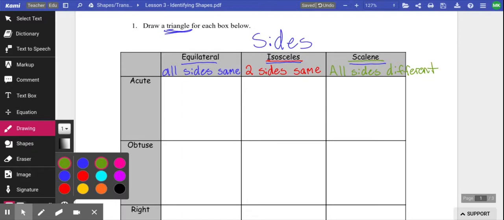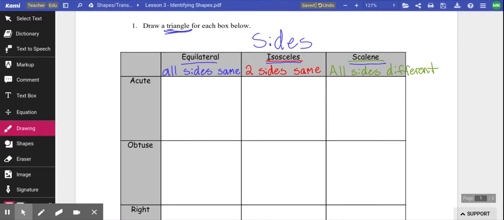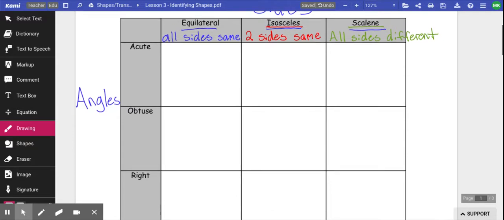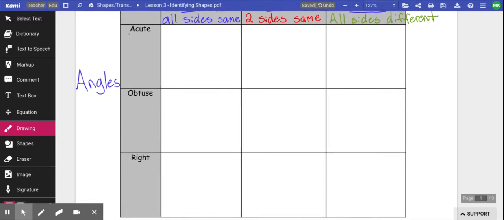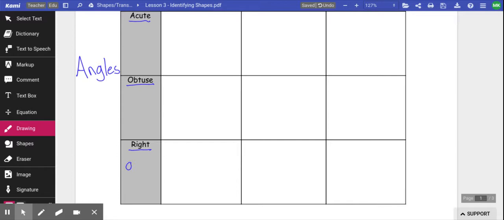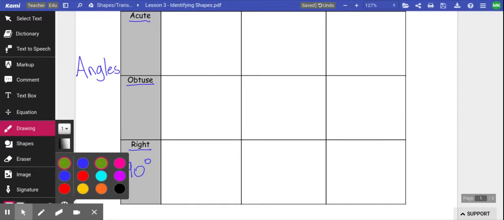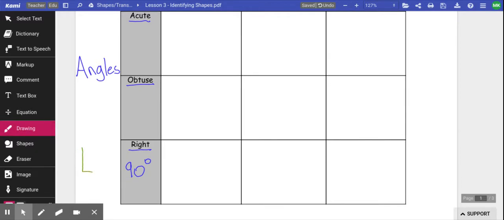Awesome. The other way that we can label triangles is based on their angles. If you look at the rows over here on the left, these are all based on angles. So we have acute, obtuse, and right. We'll start with right because I think that's what people probably are most comfortable with. A right angle triangle means that you have somewhere in your triangle a 90-degree angle. 90-degree means that if you were to draw two sides like this, it makes that perfect square shape right here in the corner. It's like a perfect corner. That's called a 90-degree triangle.